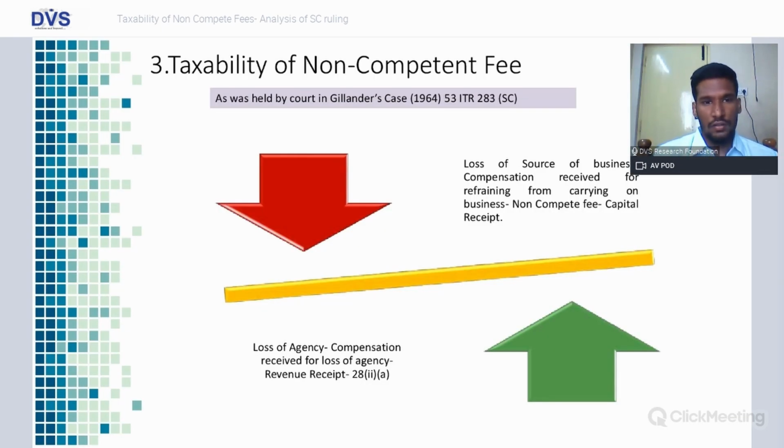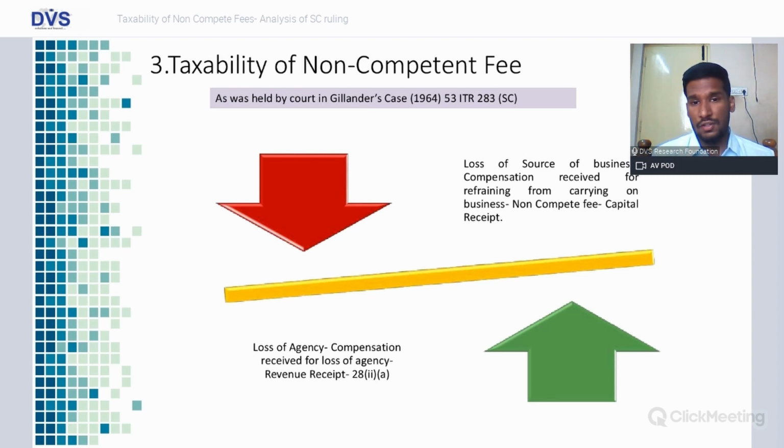So Supreme Court went on to state that what gets covered within the ambit of 28(2)(a) is something like a loss of agency. So in Guffic Chem's case, the assessee was a sole distributor agent of a manufacturing entity. At one stage, he lost his agency right. As a result of that loss, he got a compensation. So this is something like a loss of agency, and loss of agency is a revenue receipt and gets covered within the ambit of 28(2)(a).